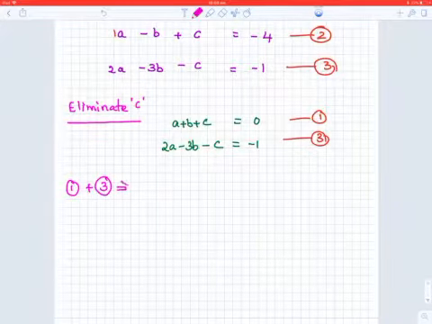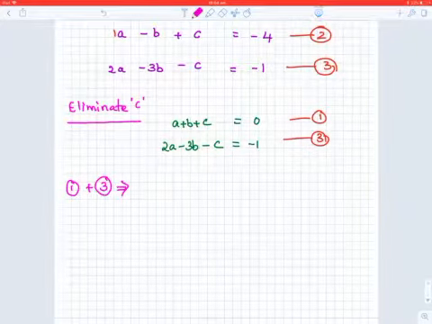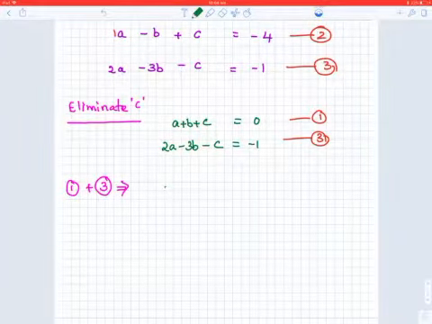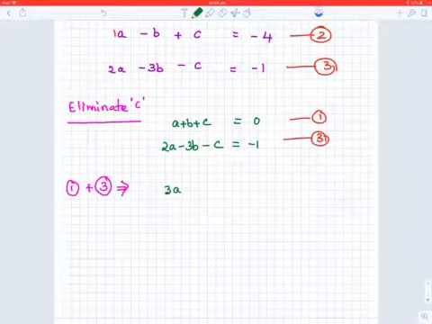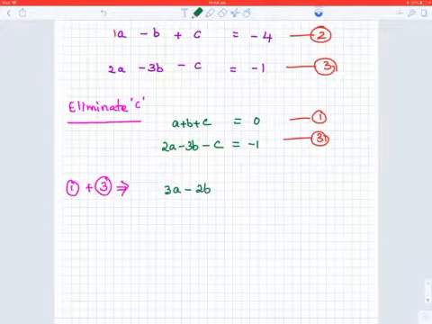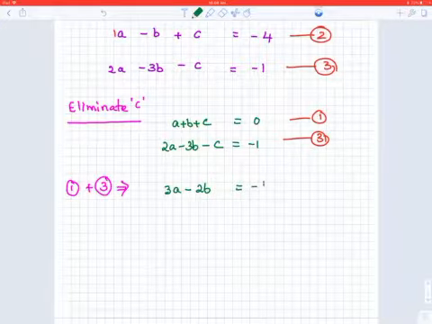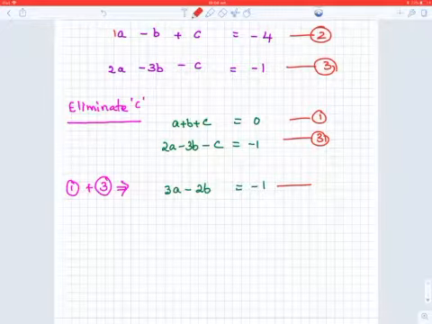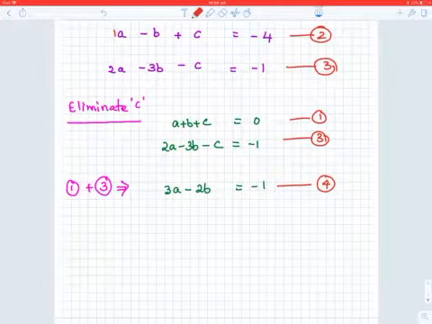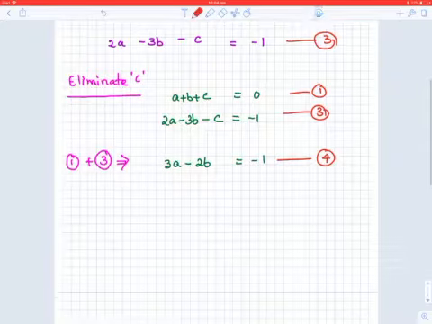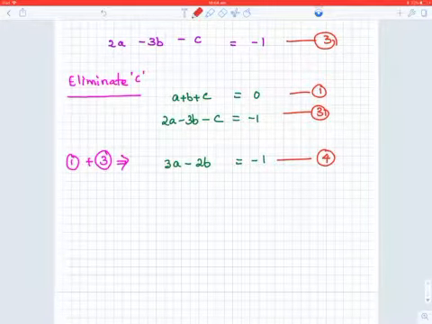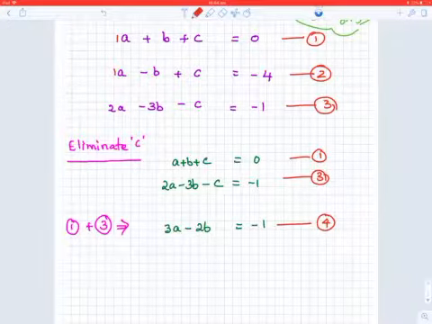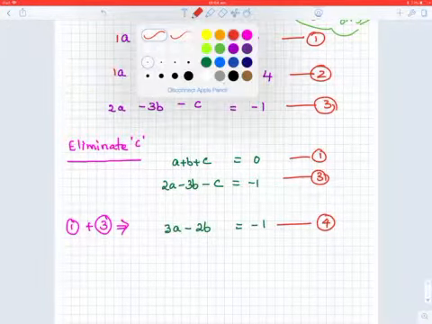Now in the next line I'm adding 1 and 3. If I add 1 and 3, I know the C component will disappear. So I'm going to have A plus 2A, which is 3A, and then B minus 3B is minus 2B. C will disappear. Adding, it is minus 1. Because I've done 1, 2, 3, I'm going to call this equation 4. You have to remember the numbers you've given.